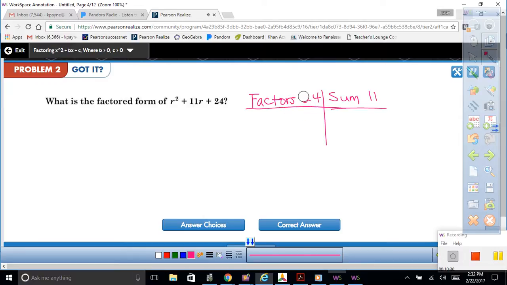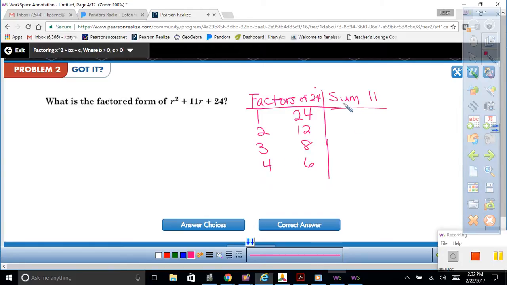We're looking for the factors of 24. Factors being numbers you multiply together to get 24. So the factors of 24 would be 1 times 24, 2 times 12, 3 times 8, and 4 times 6. Those are all the factors of 24. Make sure you're very organized about it. I always start with 1 times my number, and then I just increase from there.